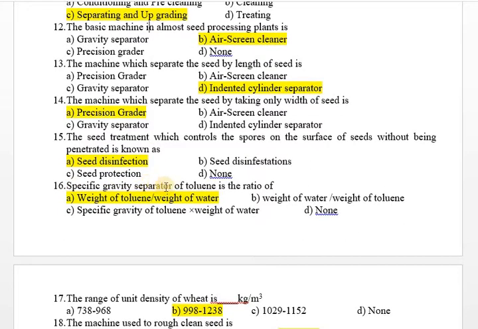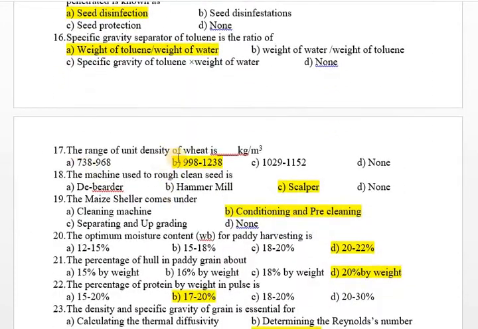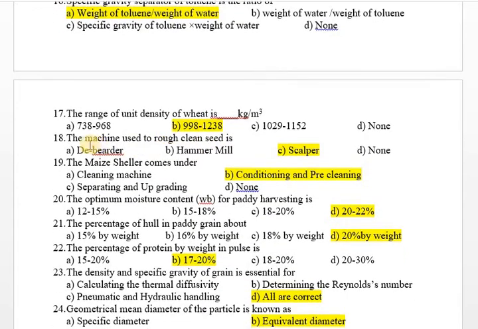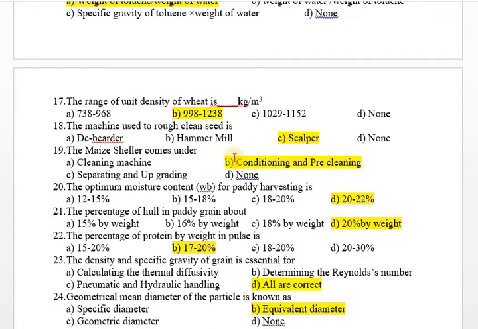Next, specific gravity of a substance is the ratio of the weight of the substance to the weight of water. Next, unit density of wheat is 998 to 1235 kg per meter cube. It's the unit density of wheat. Next, the machine used to rough clean seed is the scalper. The maize sheller comes under conditioning and pre-cleaning equipment.